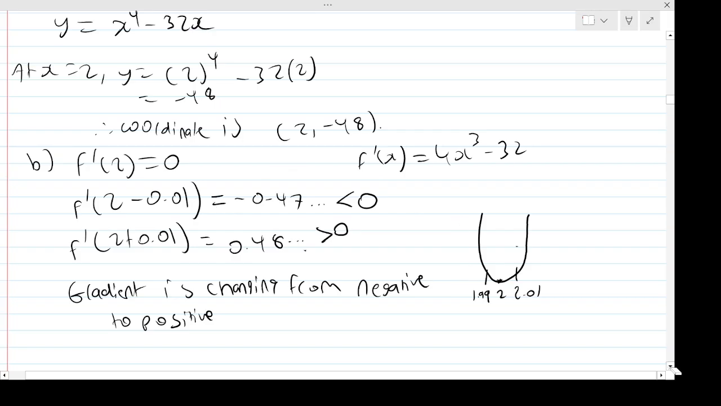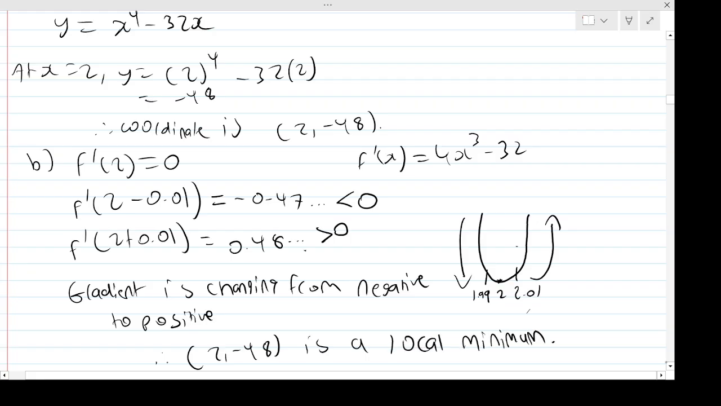On the contrary, when we're a bit after 2, at the point 2.01, so a bit more than 2, then the curve is going up, which is indicated by the positive sign because the gradient is increasing. So there has to be a minimum point, because if it's going down and then going up, it has to be a minimum point. So therefore, the point 2, minus 48 has to be a local minimum.